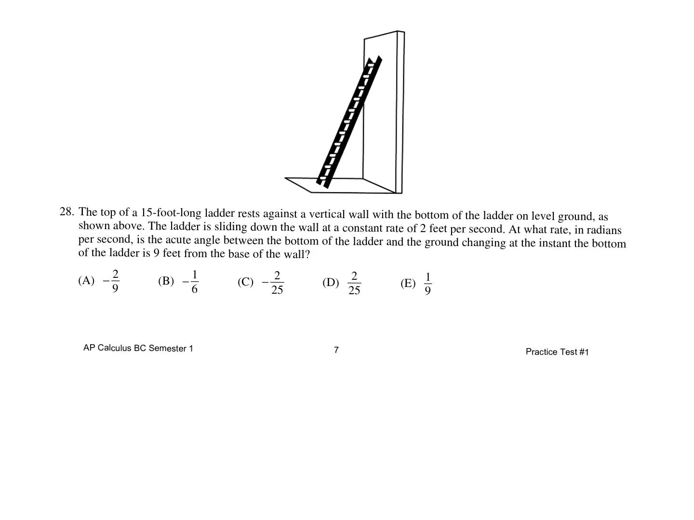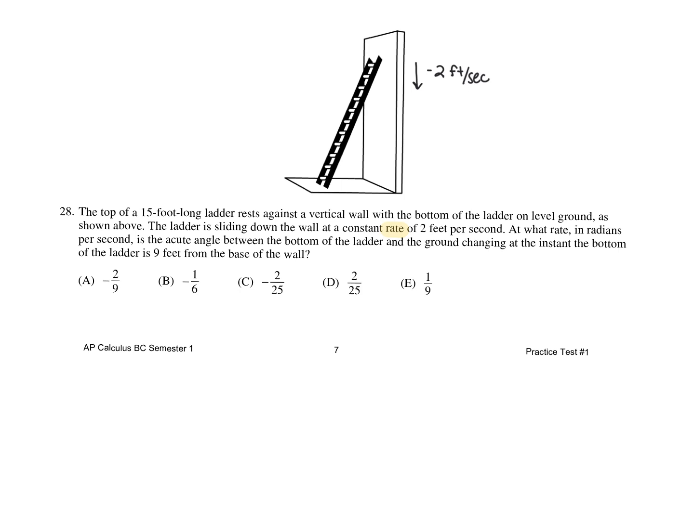All right, another question I have had questions on is this related rates problem. And so I wanted to look at this with you. The top of a 15-foot ladder rests against a vertical wall with the bottom of the ladder on level ground as shown. The ladder is sliding down the wall at a constant rate. So remember, anytime you see that phrase, a rate of, we want to think derivatives. And so it's sliding down the wall at a constant rate of 2 feet per second.